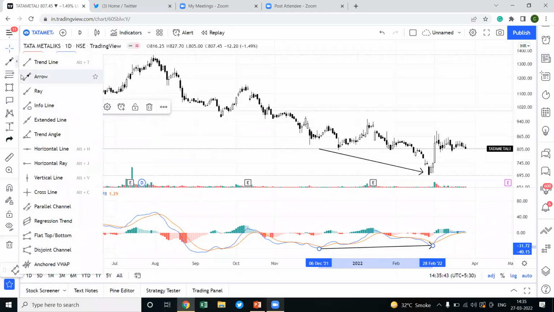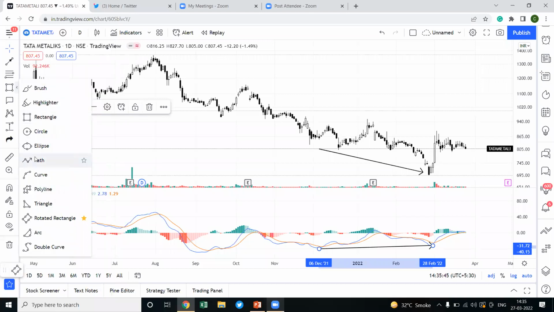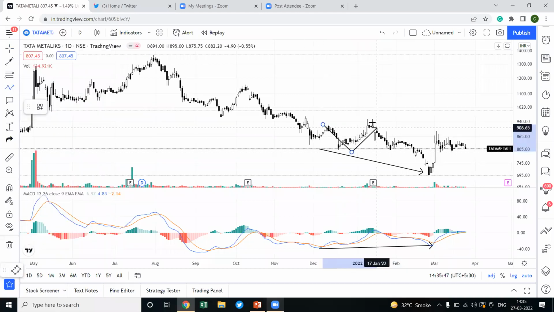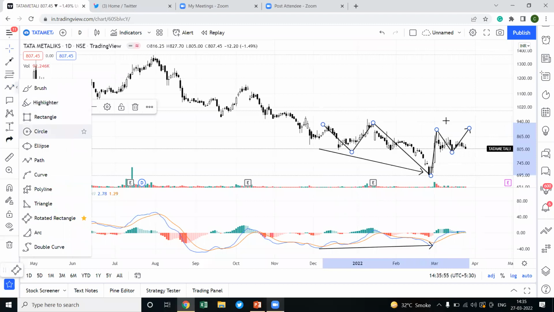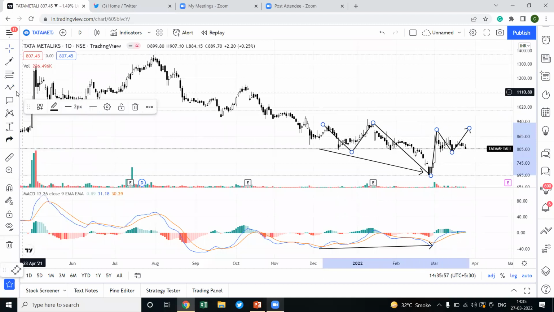and I can see that the stock might be forming an inverse head and shoulder pattern on Tata Metaliks. This would be the left shoulder, and currently it might be forming the right shoulder. So right now the pattern is still not complete.